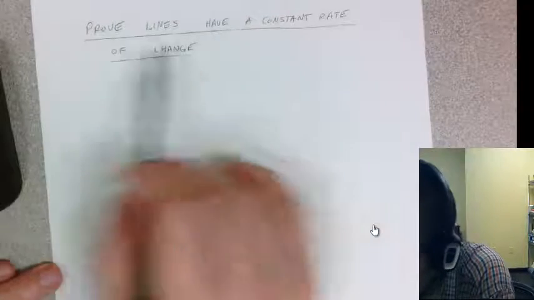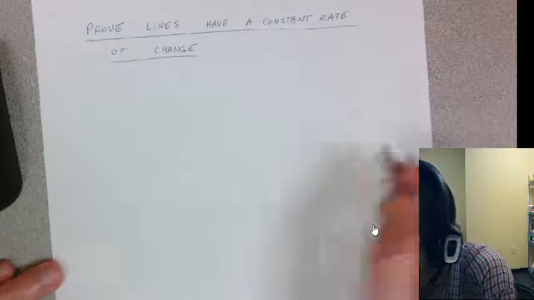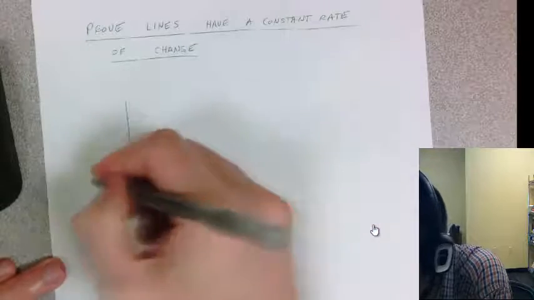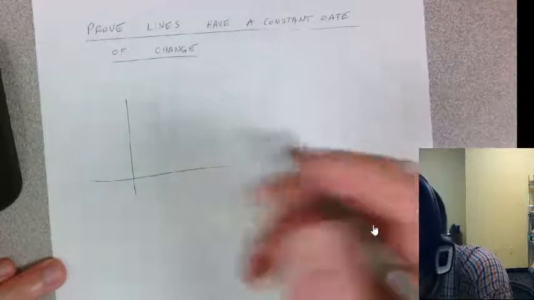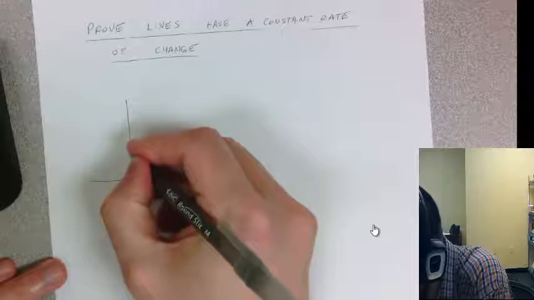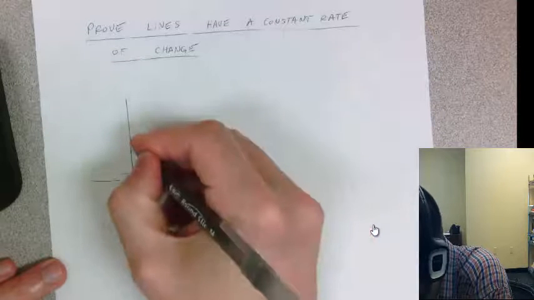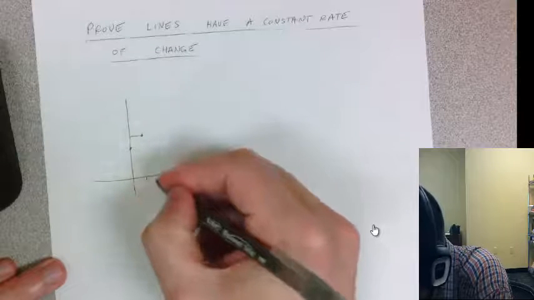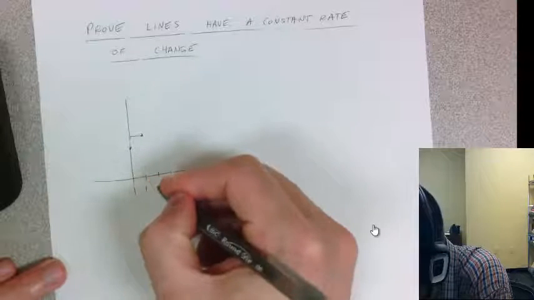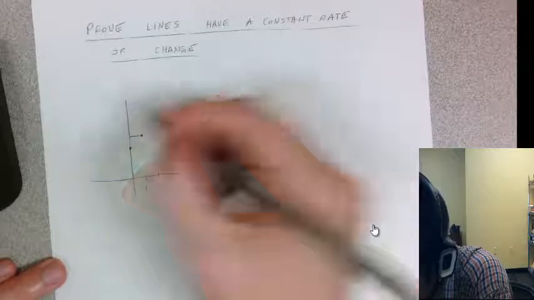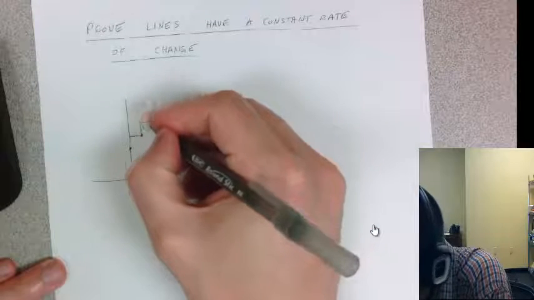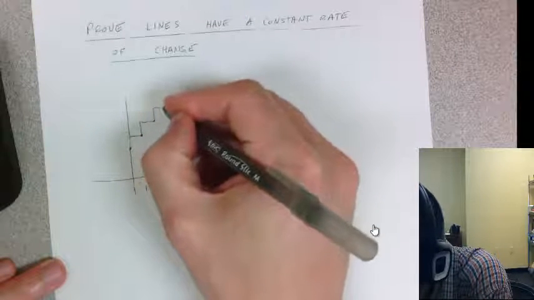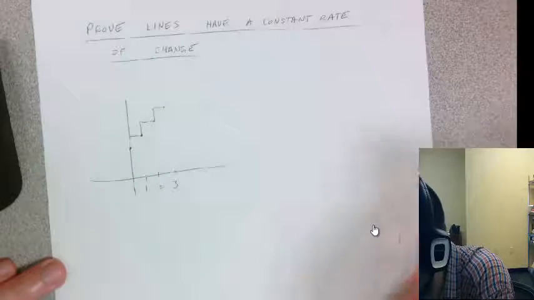Okay, we're going to talk about proving that lines have a constant rate of change. Now, it's pretty simple to see that if you build something from the ground up as a line, and you say I'm going to repeatedly add the same number for every one that I go in my input, I'm going to go up by the same amount. It's easy to see that it will always end up on the same line.